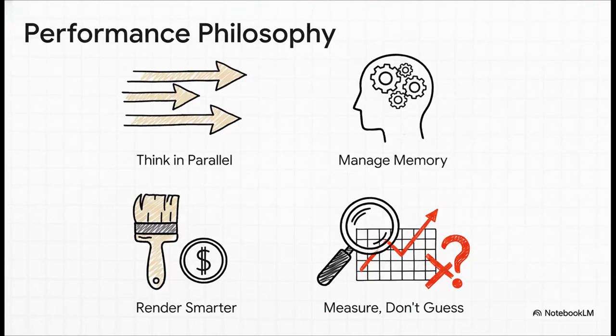And this is really the key takeaway from all of this. Building a fast app isn't about fixing bugs at the end. It's a set of principles you follow from day one. You have to think in parallel from the very beginning. You need to be deliberate, almost obsessive with how you manage memory. You have to understand the real cost of what you're drawing on screen. And maybe most important of all, you have to measure. Stop guessing where the slowdown is and use the tools to prove it.